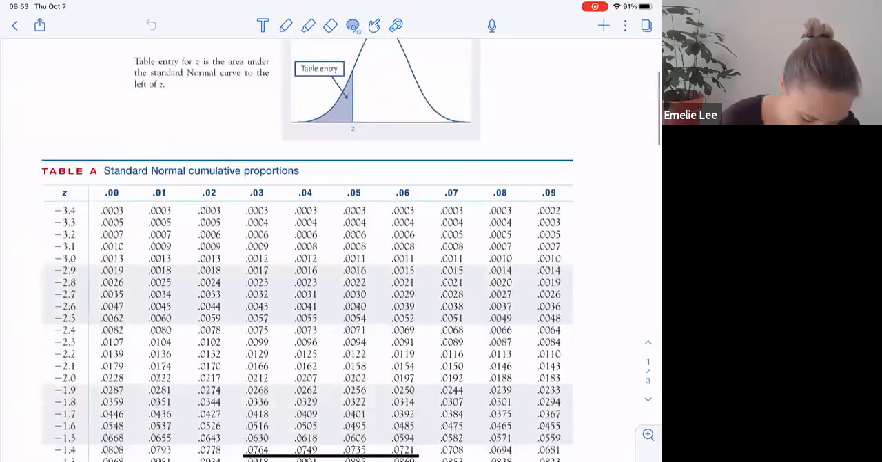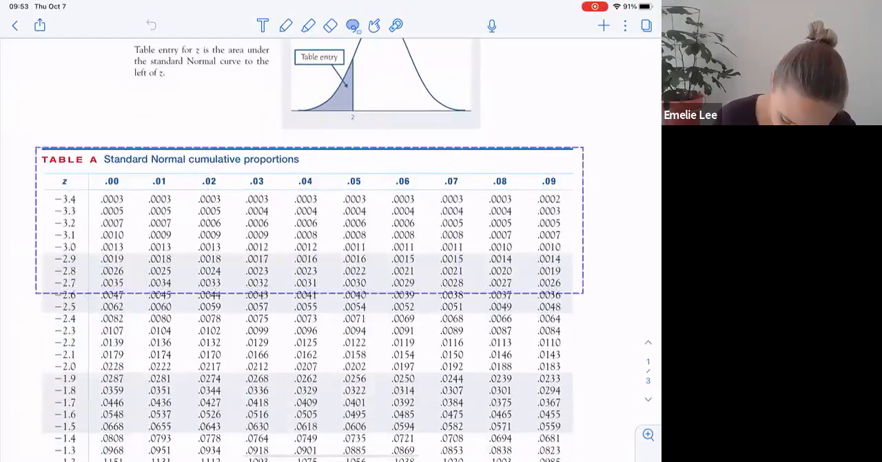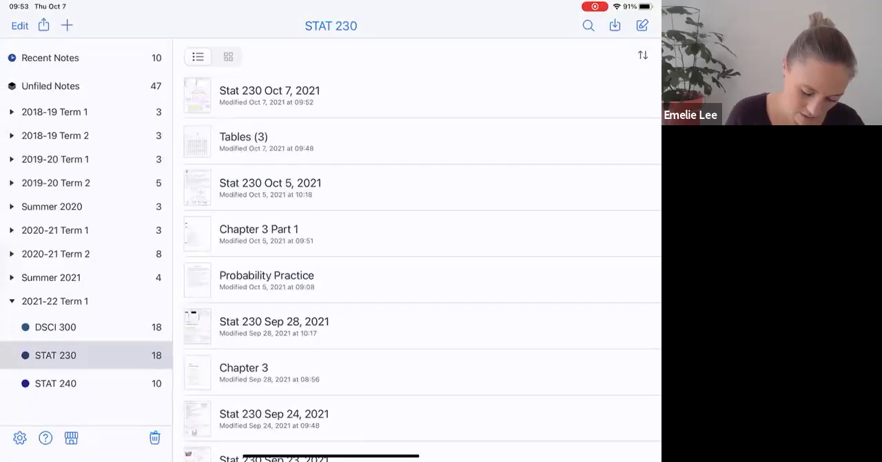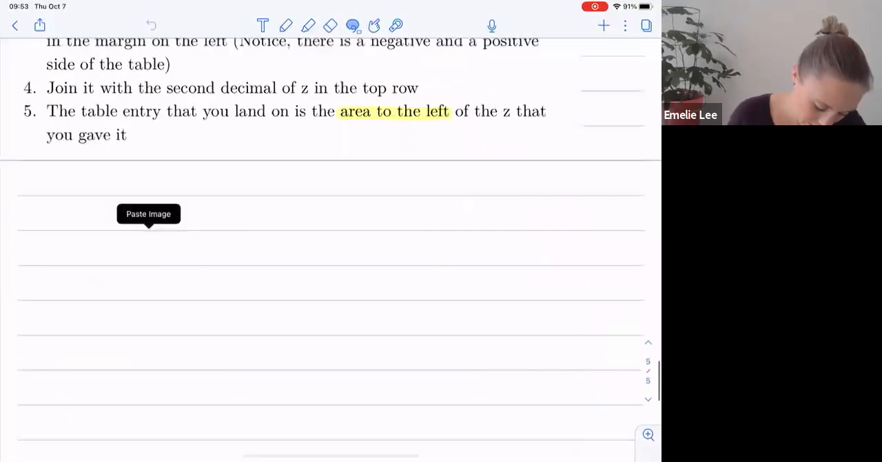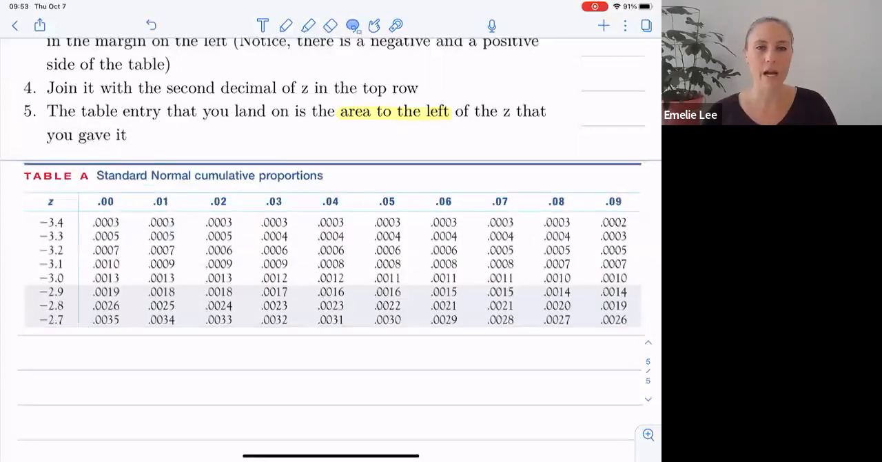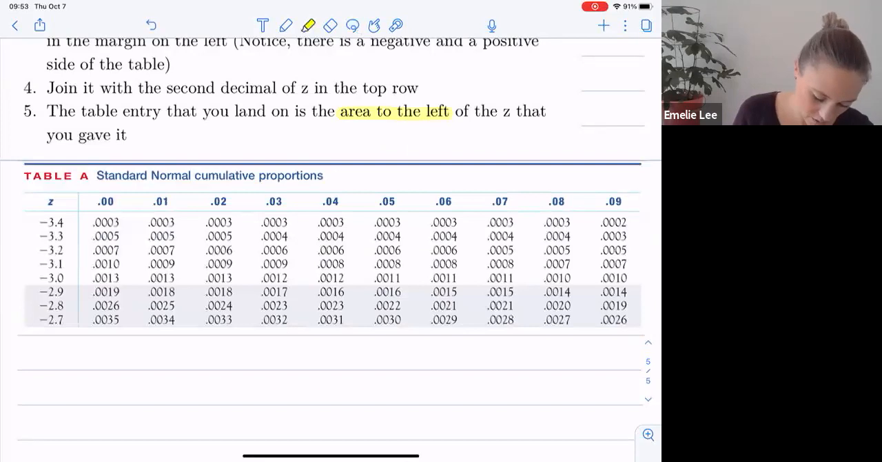If I just focus on this top bit, I'm going to copy this into our notes. It's going to be so important that we understand how this Z table works. So what we could do is find, okay, what if I have negative 3.34? What if I have to draw that?